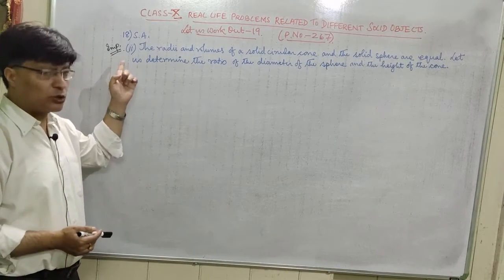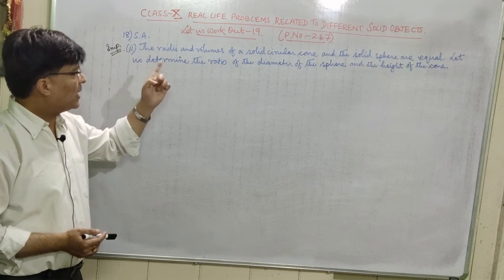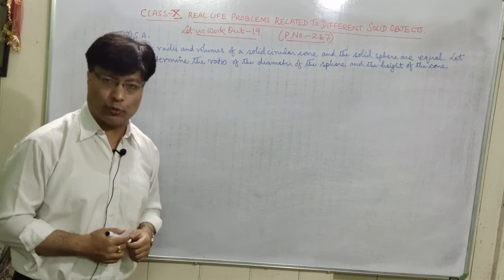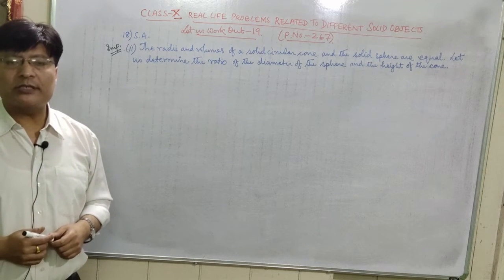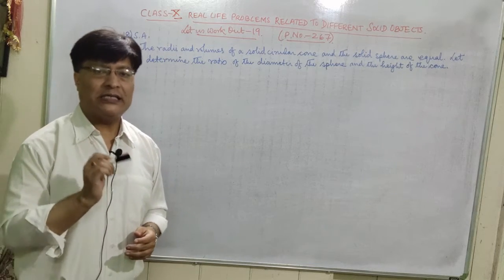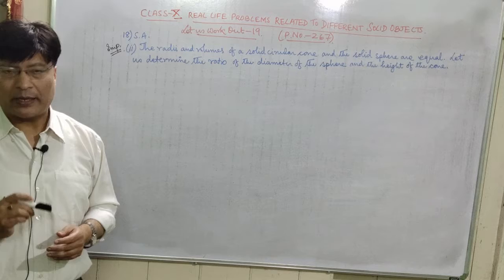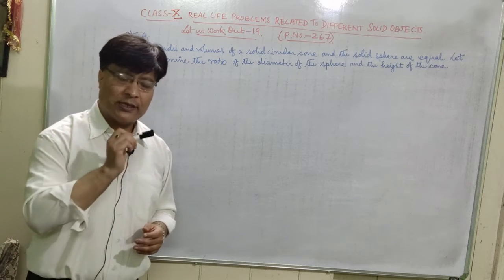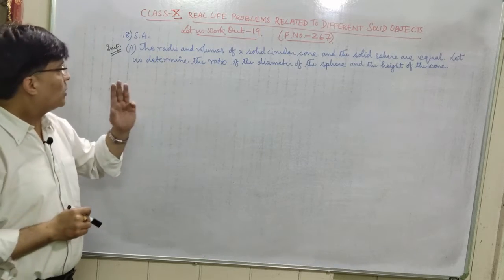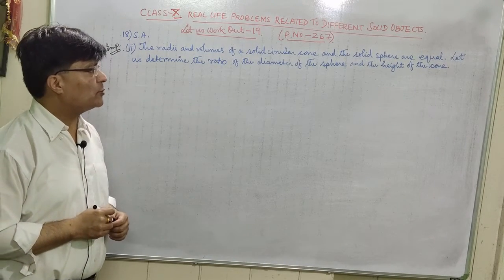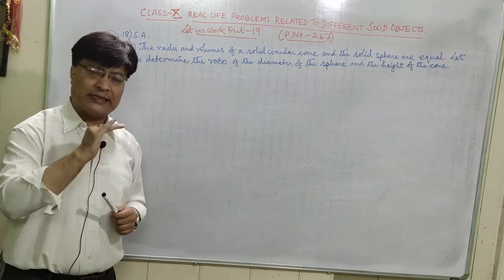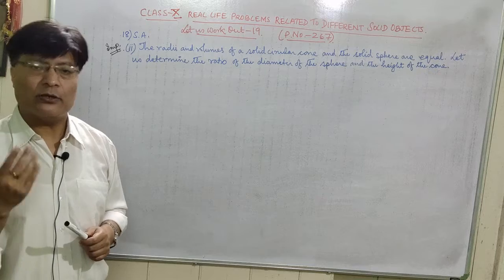The question is: the radii and volumes of a solid circular cone and a solid sphere are equal. So in the question it is given that the volume of the solid circular cone and the sphere are equal and their radii are also equal. That is, the radius of the sphere is equal to the radius of the base of the cone. So let us determine the ratio of the diameter of the sphere and the height of the cone.